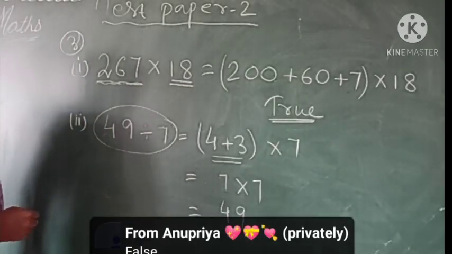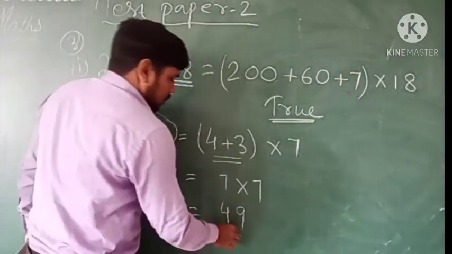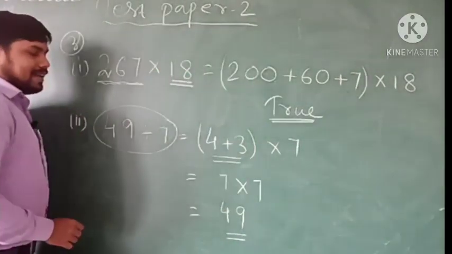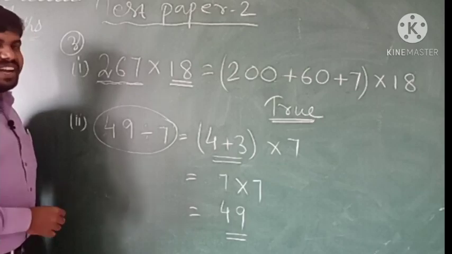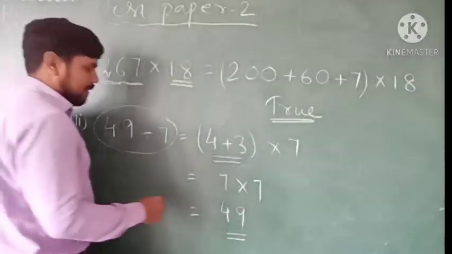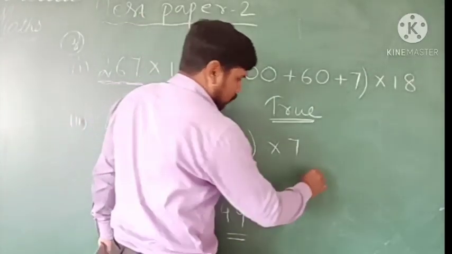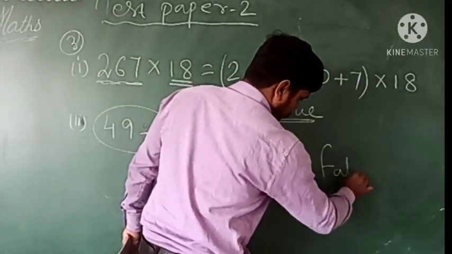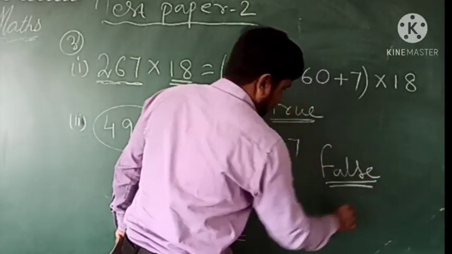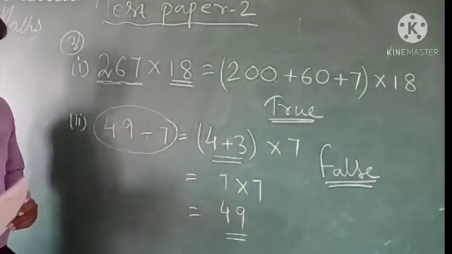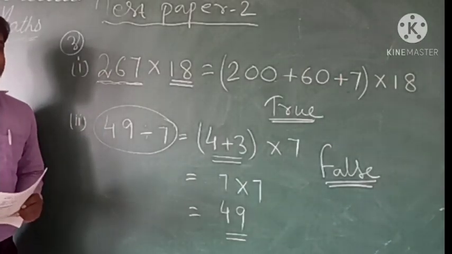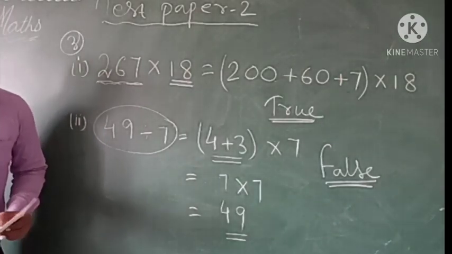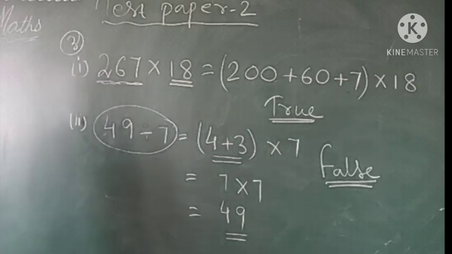So here this is coming 49 only. So this statement is not true. That means this statement is false. So the second statement which is given is not true. That means this is false. Okay? Understood, everyone?